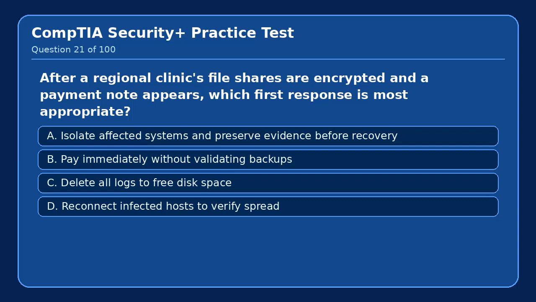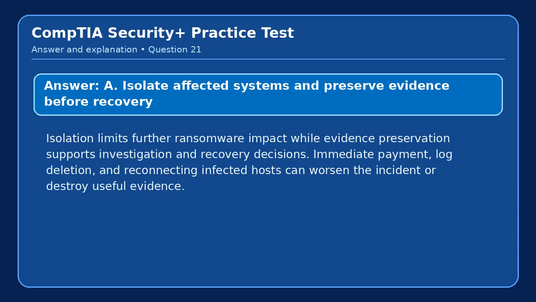Question 22. A user at a payment processor receives an email urging immediate password verification through a lookalike login page. Which attack is most likely? A. Bluejacking. B. Phishing. C. Smurf attack. D. Port scanning. Take a moment to choose your answer.